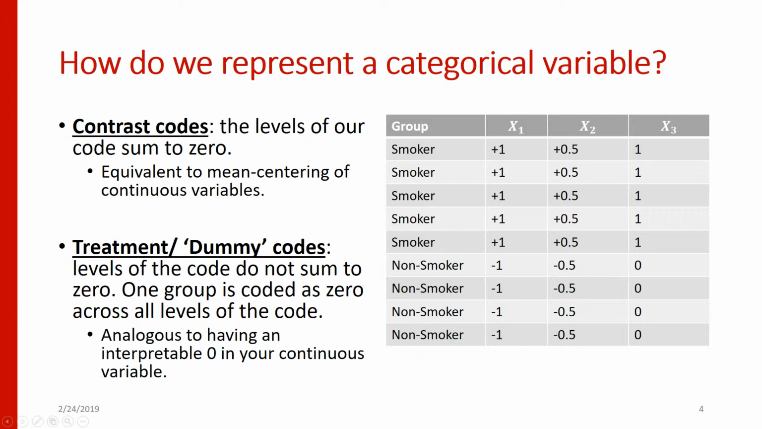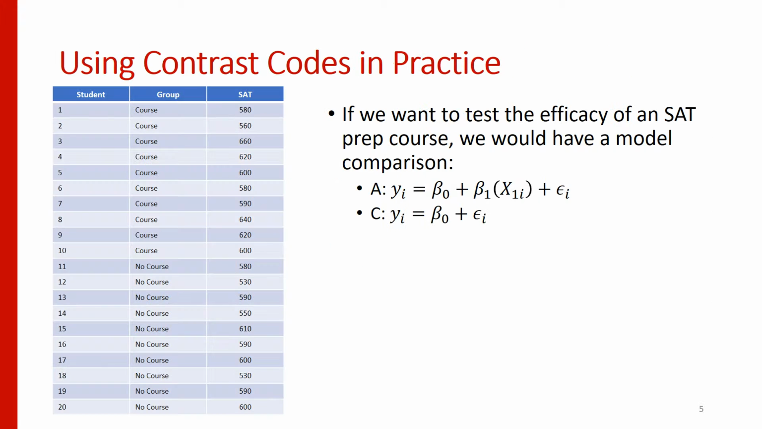So we're going to focus on contrast codes because they have a number of computational and interpretational advantages, but treatment codes and dummy codes are still perfectly legitimate methods of coding that will get you to the correct answer, but you just have to remember which one you're using and how that's going to affect the interpretation of your data.